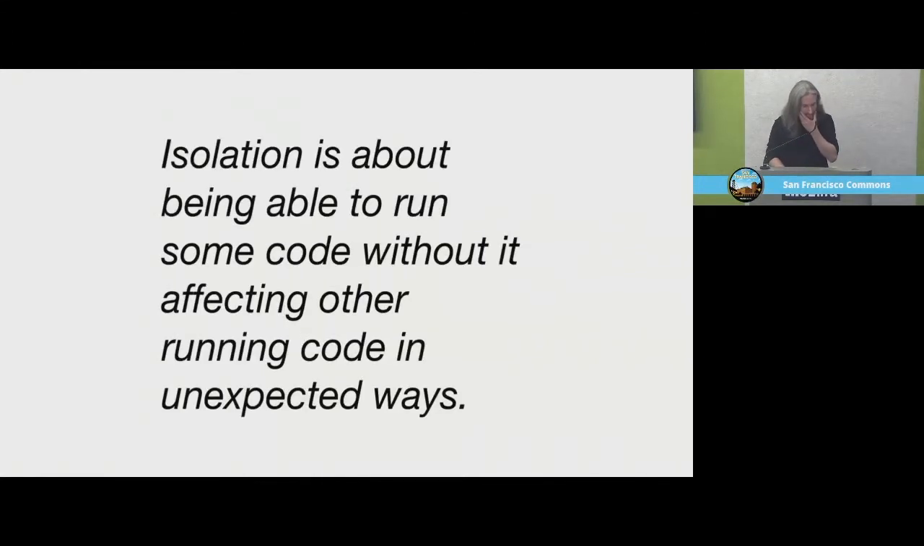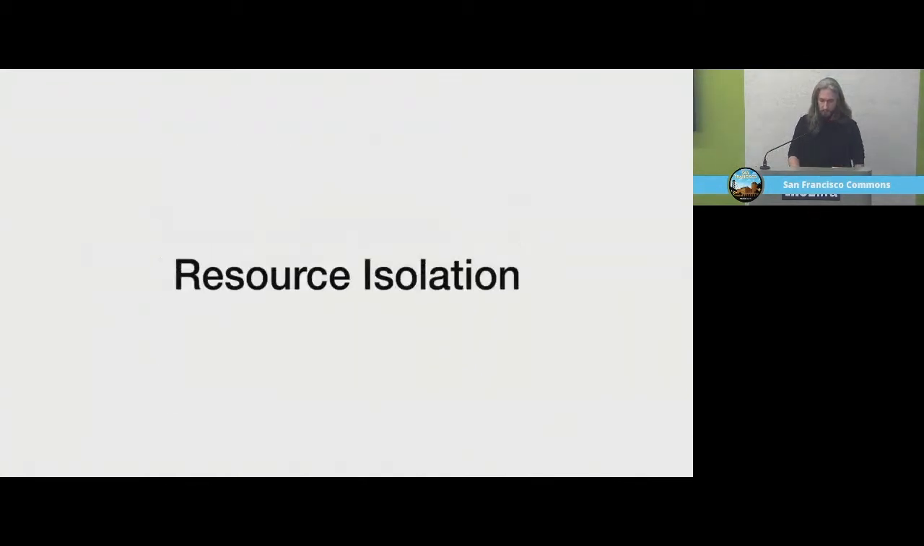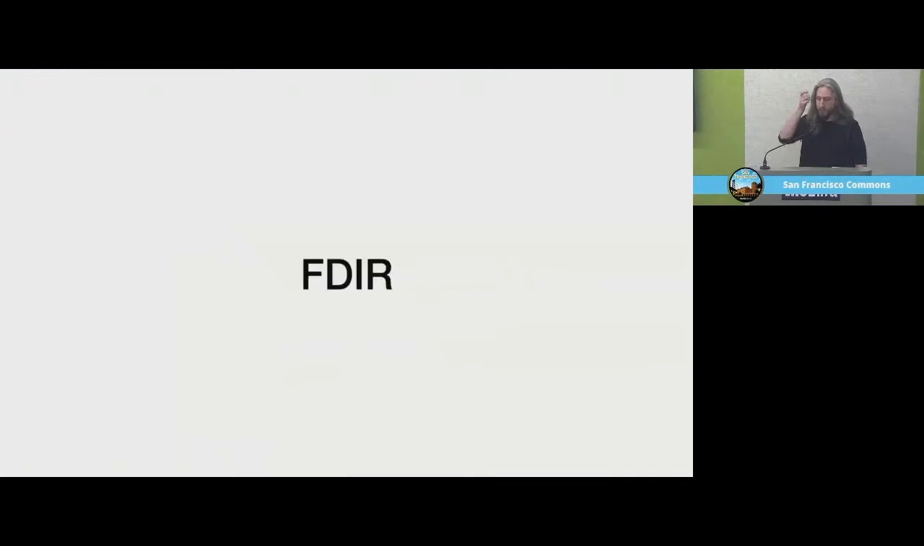So what I would say, and this is not a standard scientific definition, is that isolation is really about being able to run some code without it affecting other running code in unexpected ways. Part of that is resource isolation. We'll talk about that more in a little bit, and why it's not just about efficient use of resources. Another part, to my mind anyway, is something that sounds a lot like FDIR.